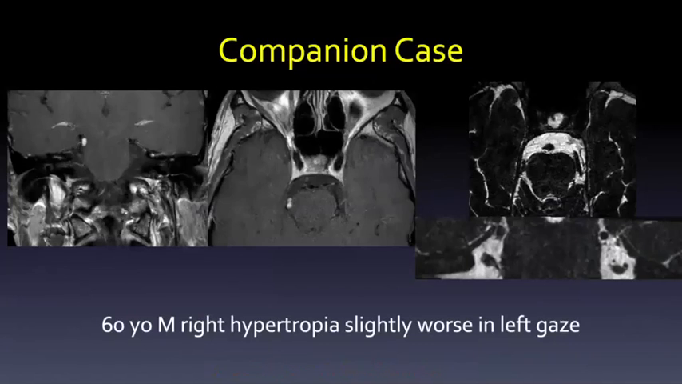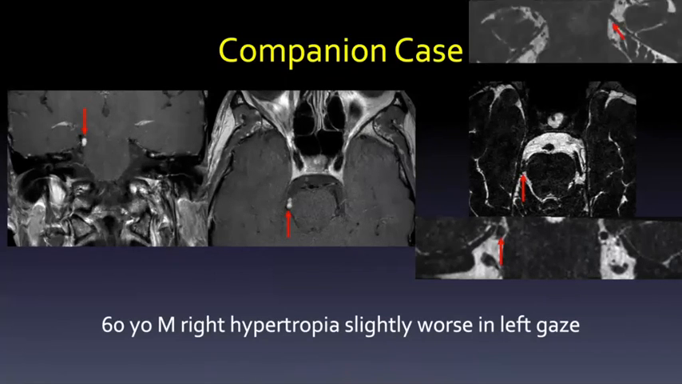Here's a similar case, but unilateral, presenting with a right hypertropia, slightly worse in left gaze, so fitting a right fourth nerve palsy. Here you can see another right fourth nerve schwannoma.